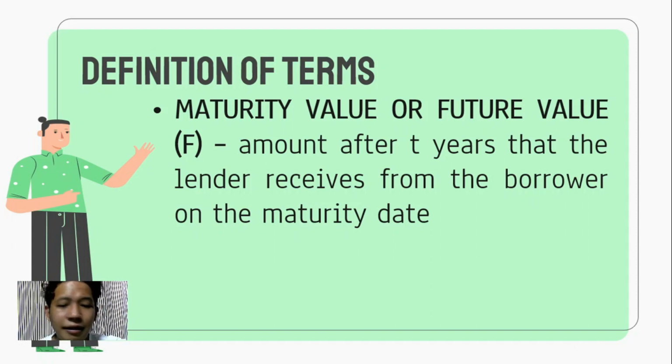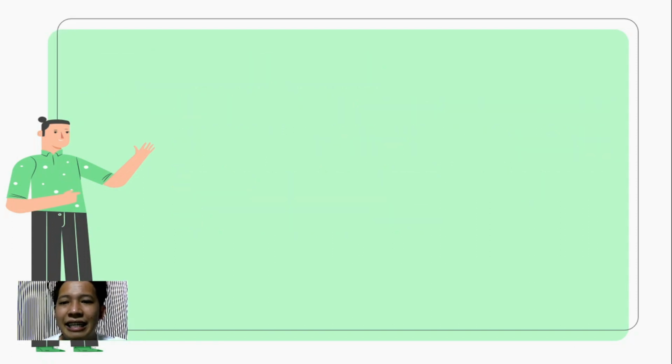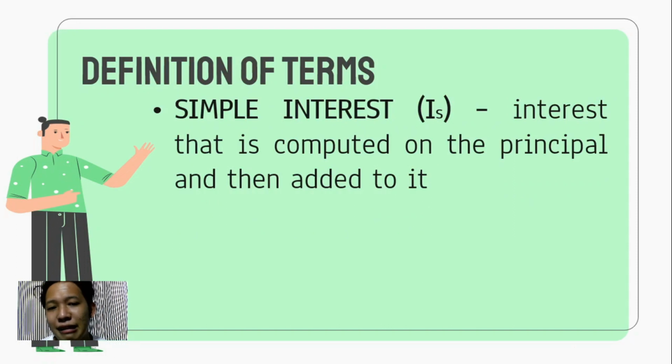Okay po? There are two kinds of interest. Okay? The first one is the simple interest or denoted by I sub S. So simple interest is an interest that is computed on the principal and then added to it.